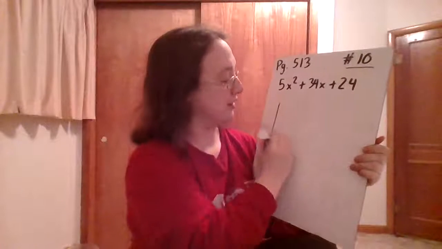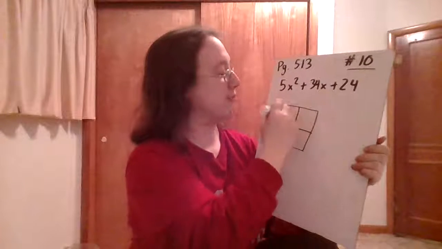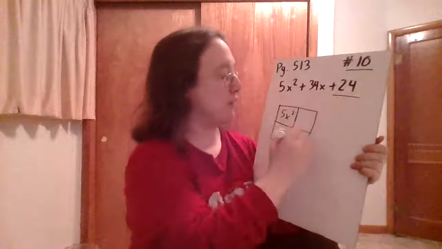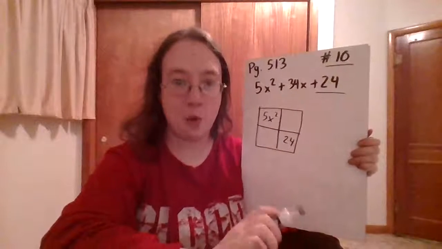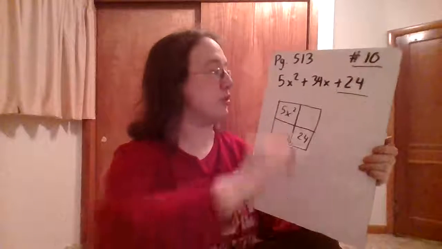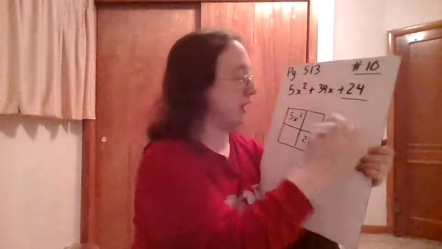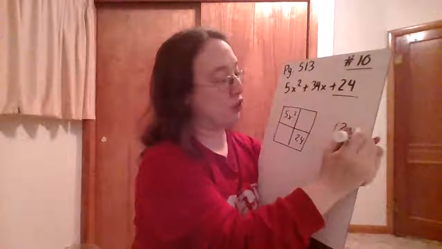We're going to take that 5x squared and stick it in a box. So we're going to stick that 5x squared here, and that 24 over here. Now we're multiplying those two. Your first thing goes here, your last thing goes here. 5 times 24 is 120, and that gets an x squared with it.